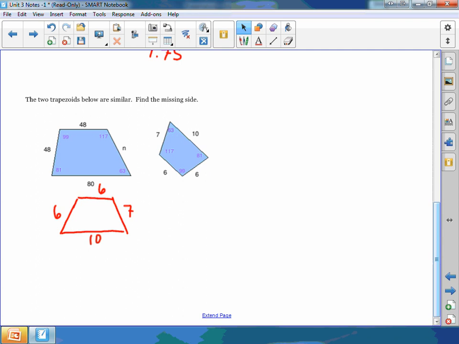Before we go, anybody have that value of n? What is it, Jack? 56. The scale factor is 8. The bigger one is 8 times the size of it. Multiply 7 by 8. Very good. All right, guys, I'll see you tomorrow.